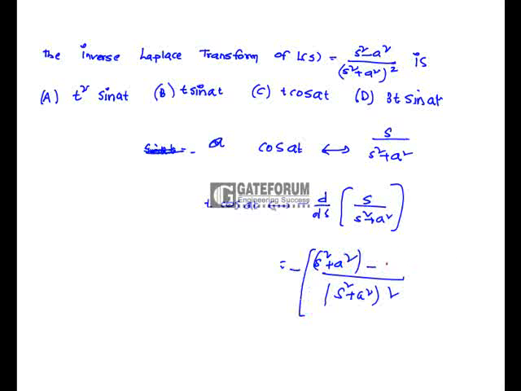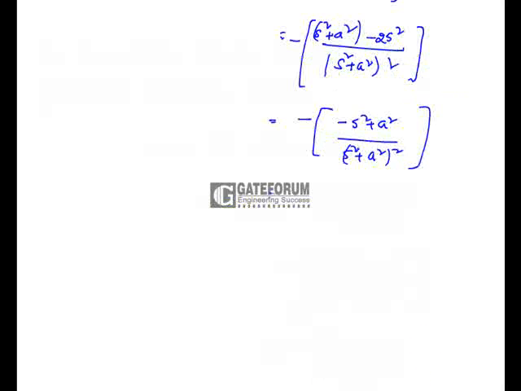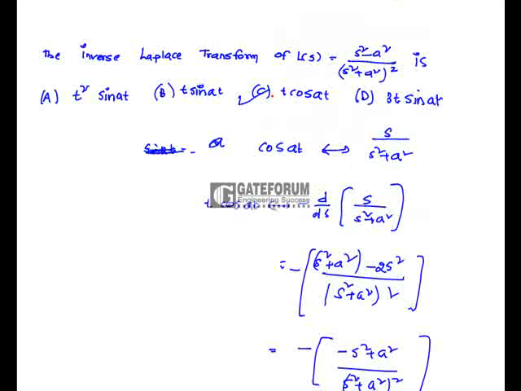The numerator is S square plus A square minus S into 2S, that is 2S square. So minus S square plus A square minus 2S square over S square plus A square whole square. If we take minus outside, it is S square minus A square by S square plus A square whole square. That is, option C is correct.